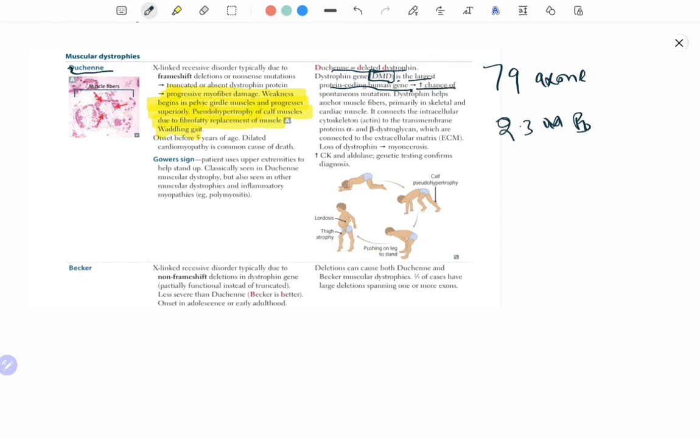It increases the chances of spontaneous mutation. Dystrophin helps anchor muscle fibers, primarily in skeletal muscle fibers and cardiac muscle. It connects the intracellular cytoskeleton actin to the transmembrane proteins alpha and beta dystroglycan, which can connect to the extracellular matrix.